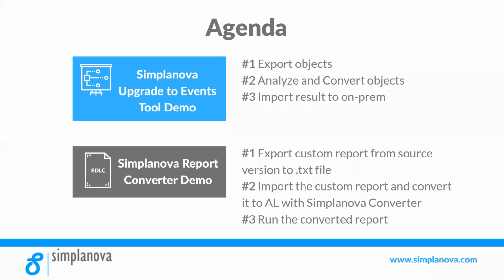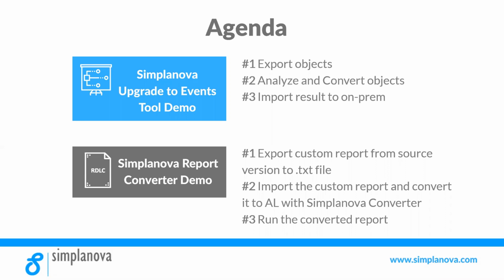So to begin with, let's go with the agenda. We'll divide this session in 2 parts. First of all, I'm going to show you Simplanova's Upgrade to Events tool. What we are going to do, we are going to export standard objects. We'll import the custom ones. Then we'll try to use the tool for conversion. And at the same time, we'll do the analysis as well. And later on, we'll import the results in the on-prem version so that you could see what we get after conversion.